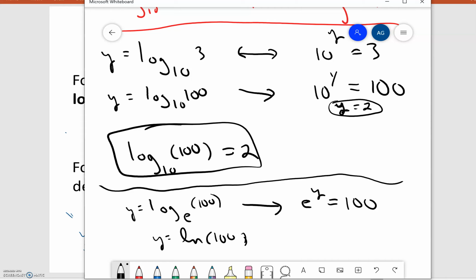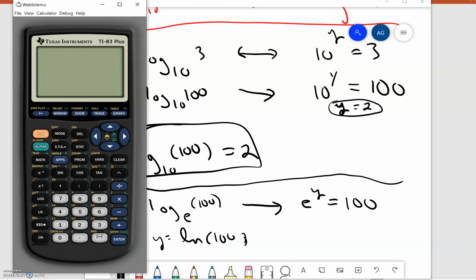So there's just not as many easily computable values with e as there are with 10. However, we are going to use the base e version a lot more, because that's the one that's typically used in terms of continuous growth and decay, which, as you know, we have been studying. So ln of x is going to be the one we use all the time.